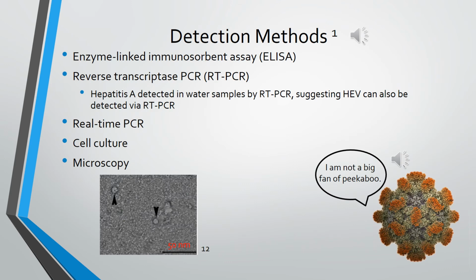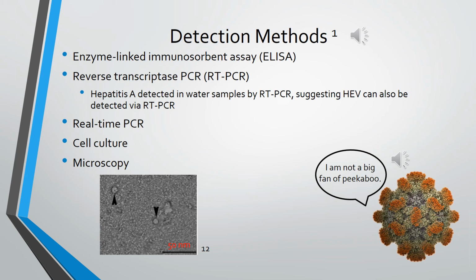Detection methods for HEV include ELISA, reverse transcriptase PCR, real-time PCR, cell culture, confocal microscopy, and electron microscopy. Although culturability of HEV has been demonstrated via cell culture, the lack of an efficient and reliable cell culture system and practical animal model have hindered studies on mechanisms of HEV replication, transmission, pathogenesis, and survival in the environment.